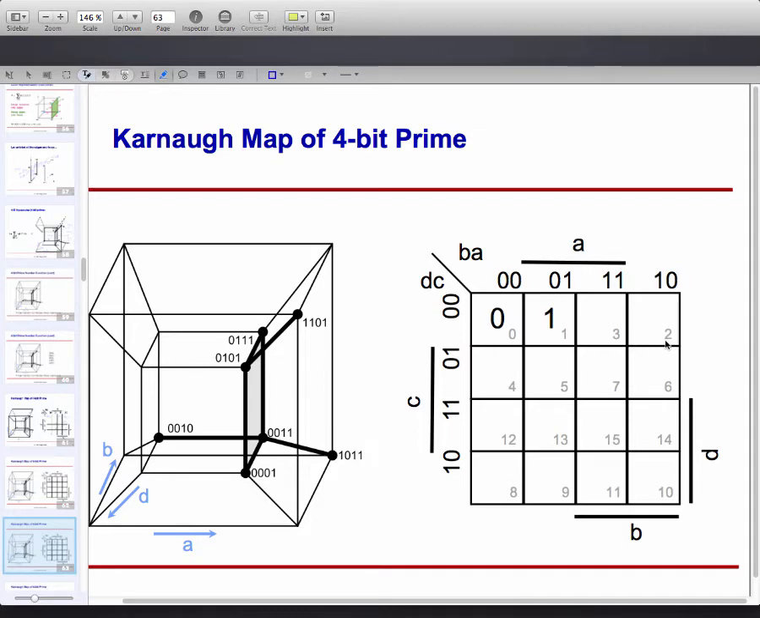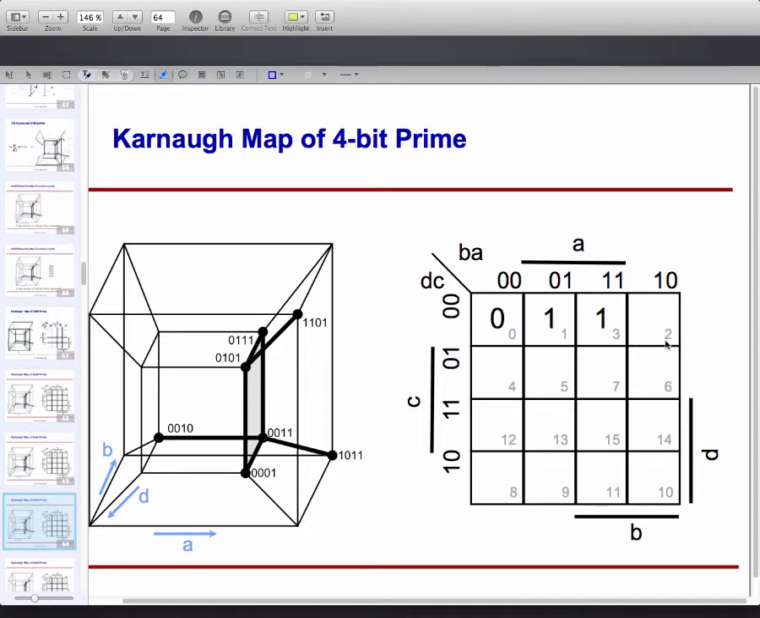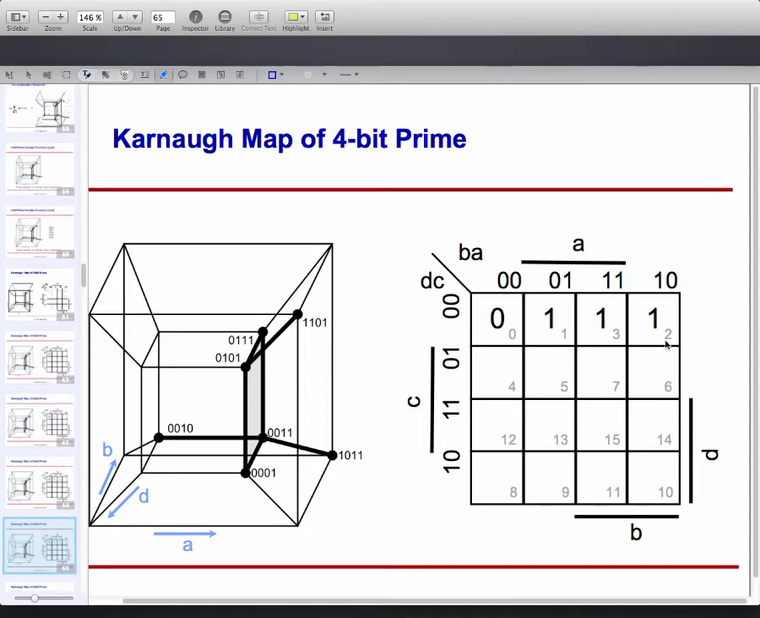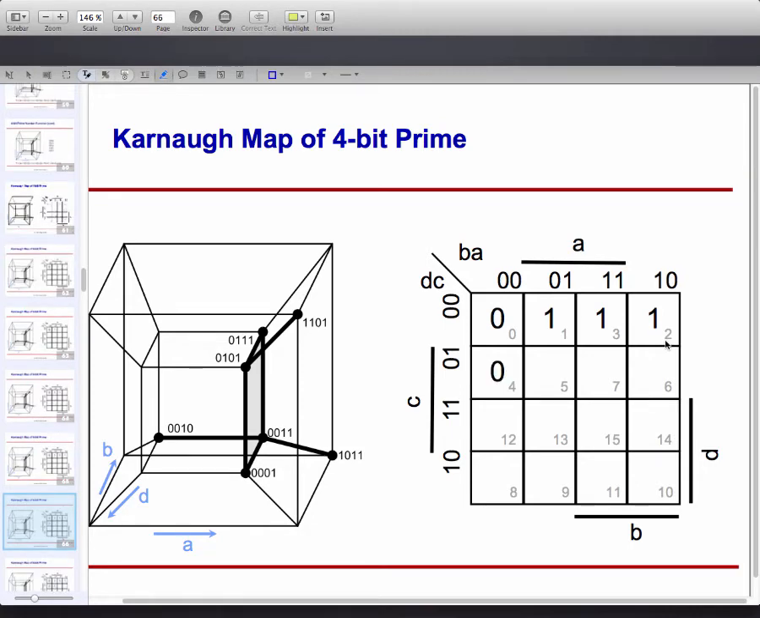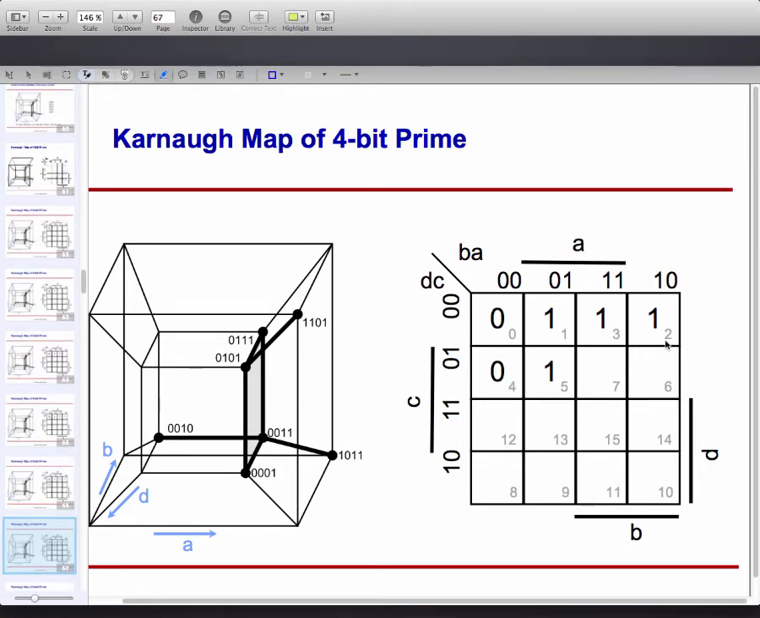So this is minterm number 1. Next one, minterm number 3. That's also a 1. Minterm number 2 is a 1. Minterm number 4 is a 0. 5 is a 1, 7 is a 1, 6 is a 0, and the rest are filled up. So this is another way of representing my truth table, or another way of representing that four-dimensional cube with those labeled vertices. So we fill out this Karnaugh map, as it is called.